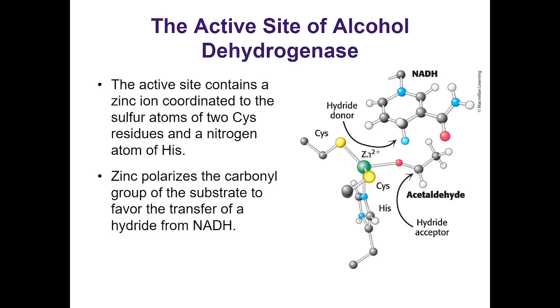So this active site here does contain a zinc ion. This is coordinated to the sulfurs of 2 cysteine residues and a nitrogen atom of the histidine. This is the his down here, by the way. It's hard to see, but it's that third one on the bottom. Can everybody see it okay? Okay, so the zinc here is actually going to be what polarizes the carbonyl group of your substrate. This is going to favor that transfer of the hydride because the carbonyl is now pulling more electron density away from the carbon, right? Everybody see it okay? Making sense?